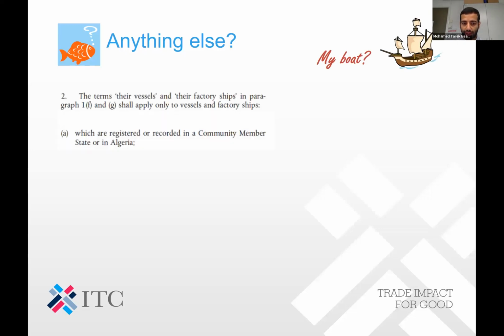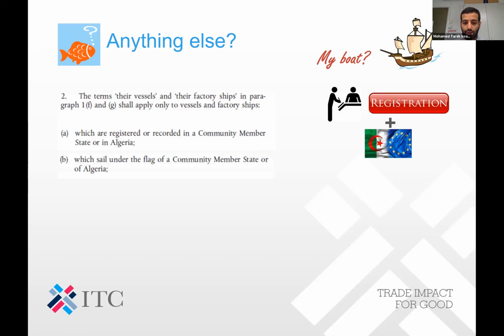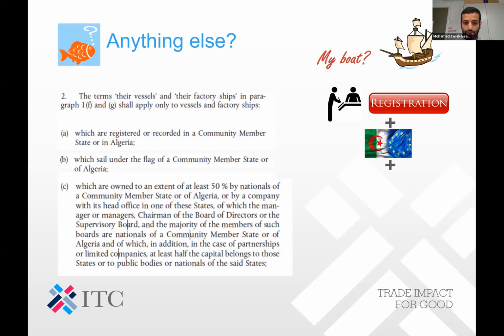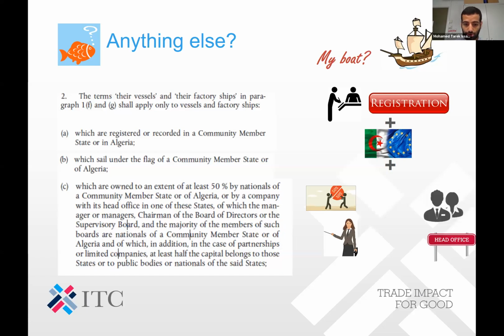So when it comes to vessels, the vessels are considered from the community or Algeria if, first, they are registered or recorded in the EU or Algeria. Second, they sail under the flag of the community or Algeria. Then we need to have them owned to an extent of at least 50% by nationals of the community, or by a company with head office in the EU or in Algeria. The managers, the chairman, and the community members should be members of the EU or Algeria.